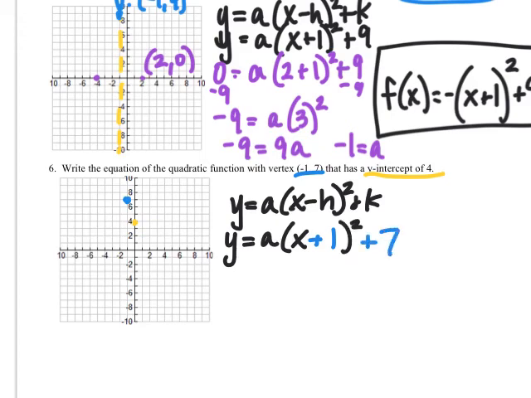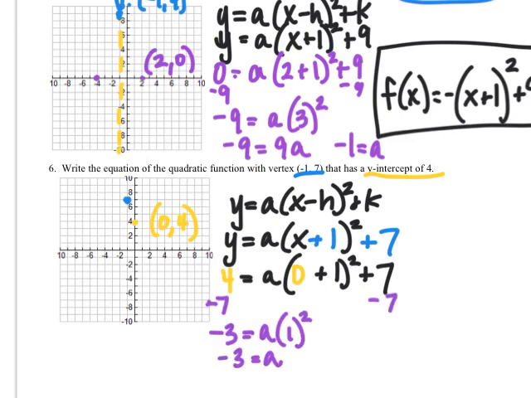But I still need another point in order to solve for a. Well, if my y-intercept is 4, I do know another point on my graph, and I know that that point is (0, 4). So I can substitute that in for x and y, and I should be able to solve for a just like I've been doing. So go ahead and solve for a, pause the video, and check your work when you're done.